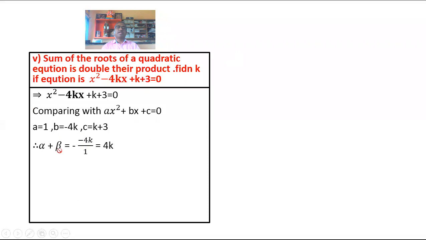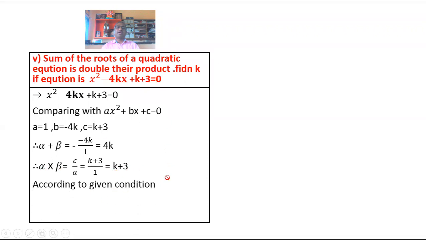First, by using relation between roots and coefficient, alpha plus beta is equal to minus b upon a. Here the value of b is minus 4k upon 1, minus minus plus, alpha plus beta is equal to 4k. And alpha into beta is equal to c upon a. The value of c is k plus 3 upon 1, so alpha into beta is equal to k plus 3.